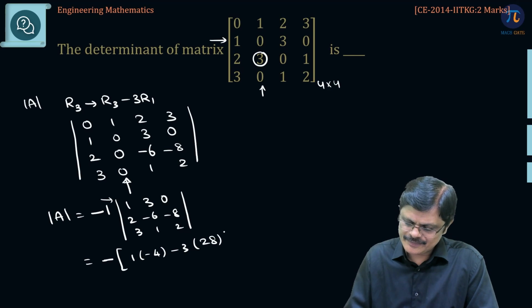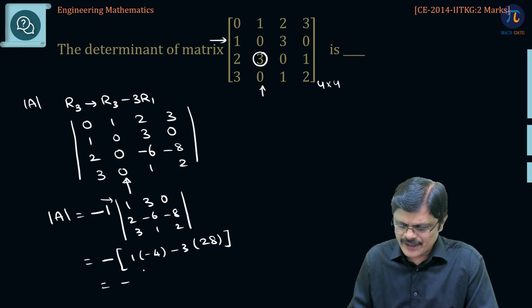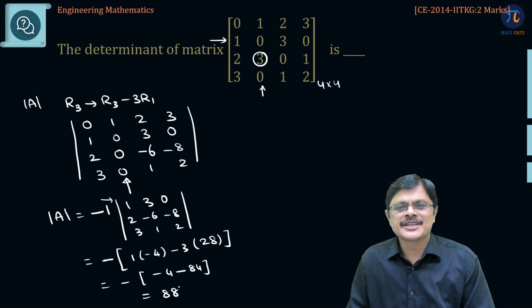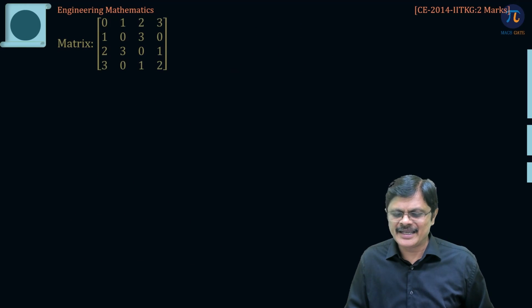28. So what are you going to get? Minus, this is minus 4, 60, 84. It is minus 80. So we are going to get minus 88, minus of minus 88 is plus 88. So the answer for this problem is plus 8.